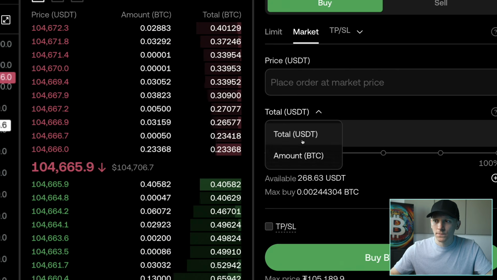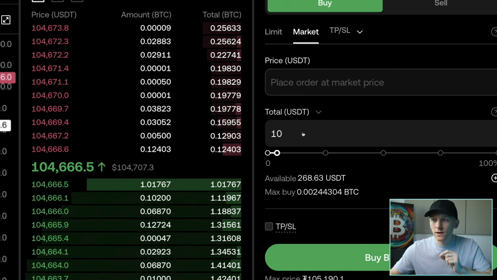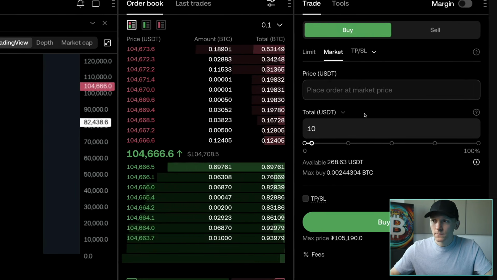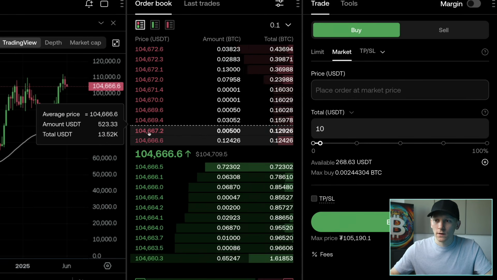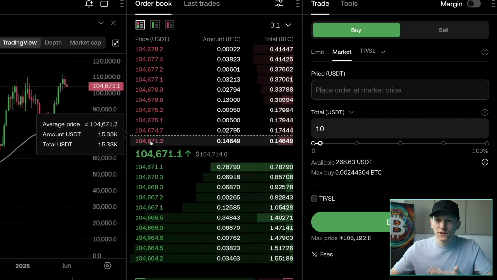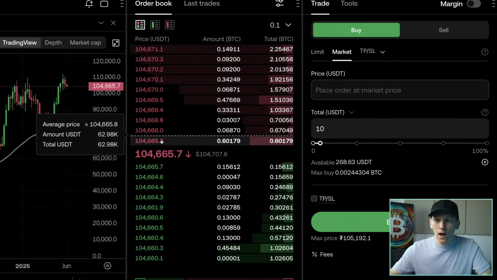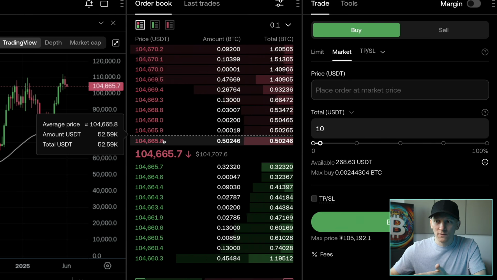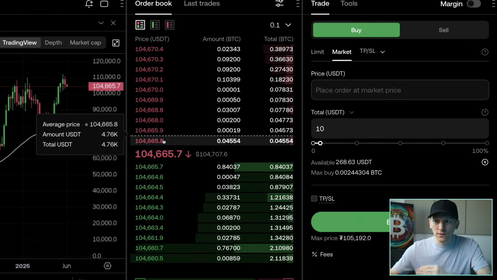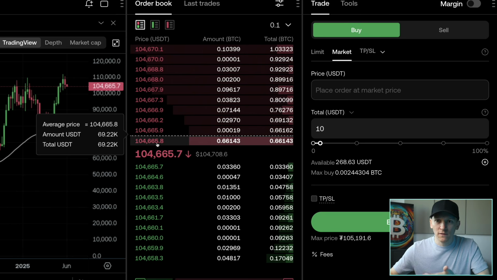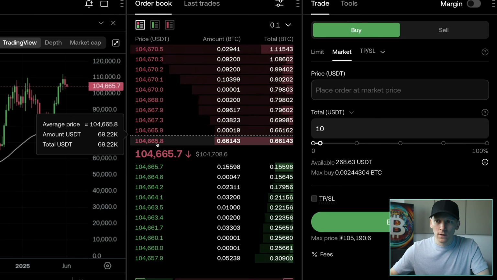You can see total here. I want total USDT because that shows me exactly how much I'm spending. So this is how much I'm spending. And what it's going to do, it's going to go over to the order book and it's going to buy Bitcoin at the cheapest price possible, which is this guy here. He's showing his order to us and saying, I've got Bitcoin to sell at this price. Now this price will move around a little bit. So we can't know exactly the price that we're going to trade at, but we can be pretty sure it's going to be the cheapest price available at the time that we press the button, which is this one right here, right now.